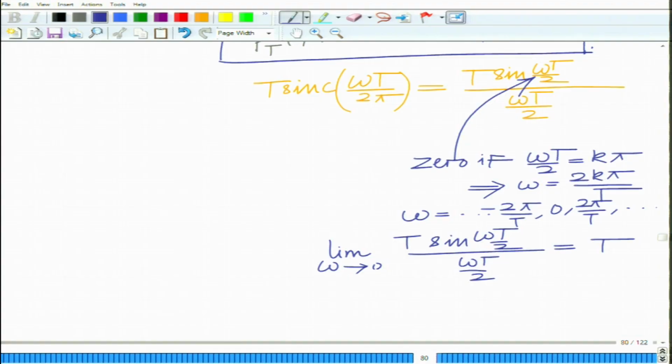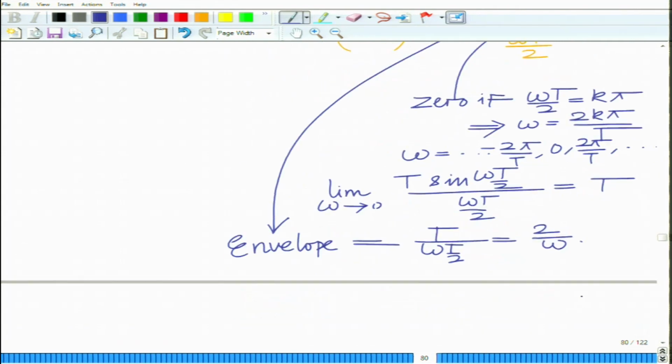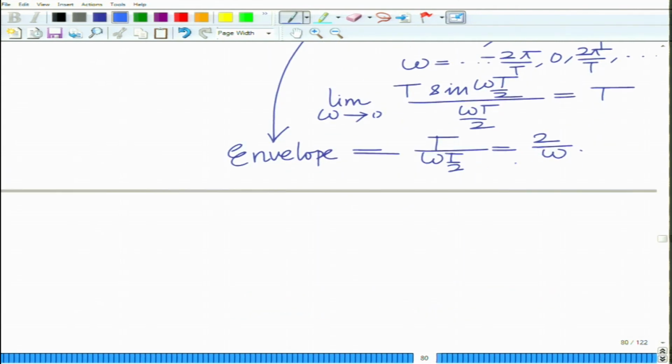Okay. And you can see that the amplitude of this is decreasing as t over omega. So, if you look at the envelope, which is the places where the sine has magnitude 1, that will be t over omega t over 2, which is basically equal to 2 over omega. So, it is not linearly decreasing, it is decreasing inversely in omega.